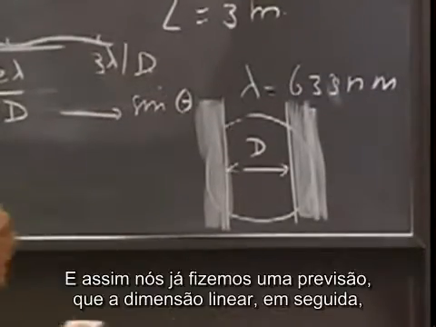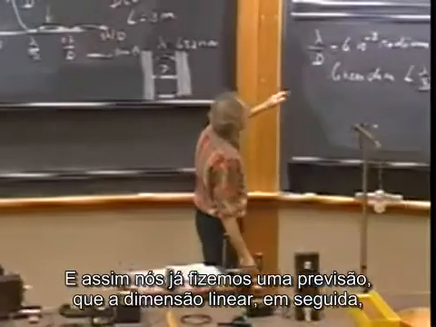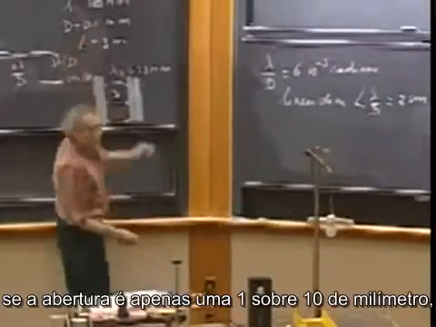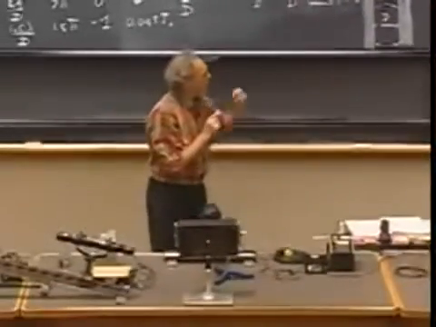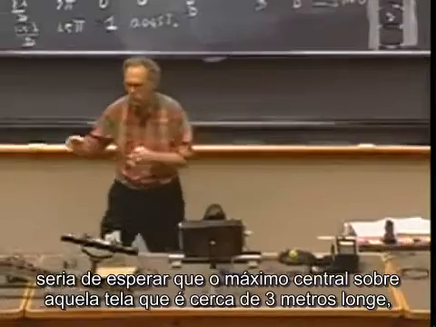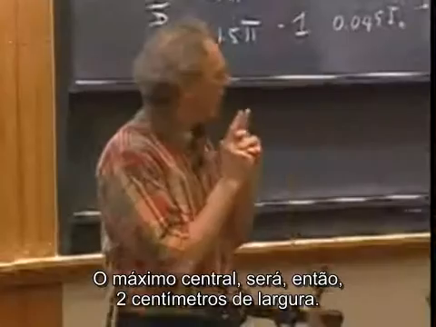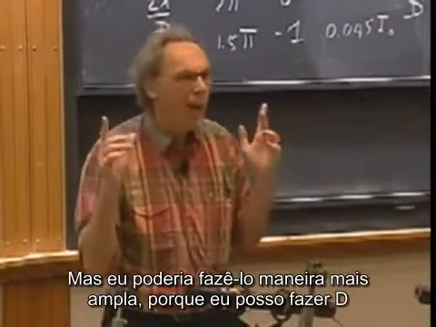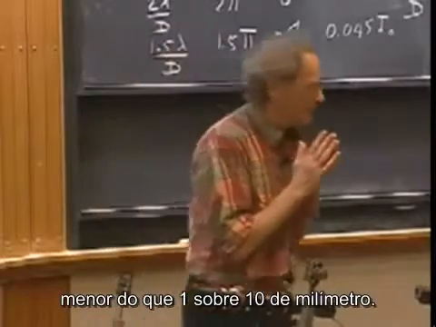And so we already made a prediction that the linear dimension, if the opening is only 1/10 of a millimeter, you would expect that the central maximum on that screen, which is about 3 meters away, that's why I chose the 3 meters, that central maximum will then be 2 centimeters wide. But I can make it way wider, because I can make D way smaller than 1/10 of a millimeter.